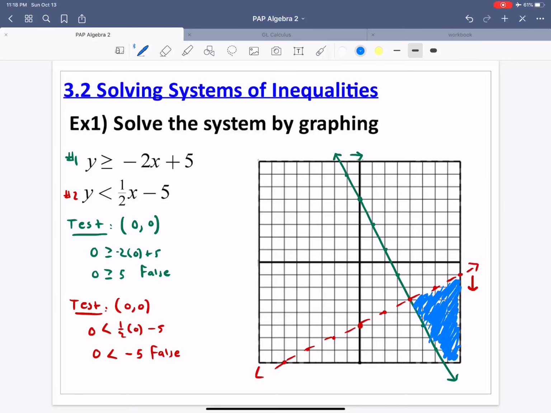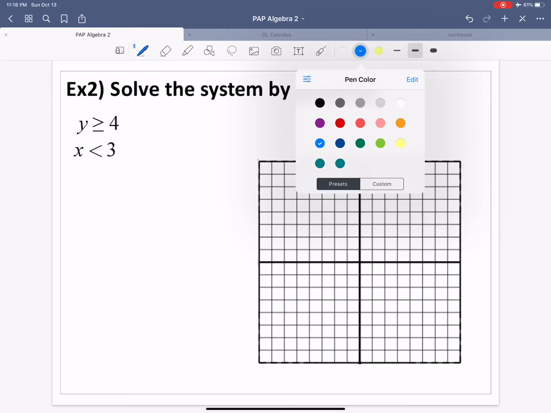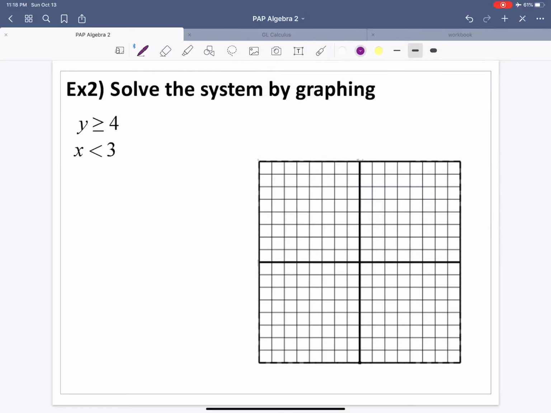Okay, let's try another one. Example 2 is to solve this system by graphing. I chose this system because it gives you a little bit of a review on vertical and horizontal lines. So as we graph y is greater than or equal to 4, we have to remember what that boundary line looks like. So y equals 4, I go up 1, 2, 3, 4, and that is a horizontal line. It's solid because it is an or equal to inequality. And if I want the values that are greater than or equal to 4, that's going to be shaded up above that line.